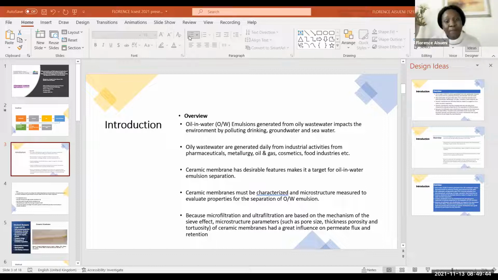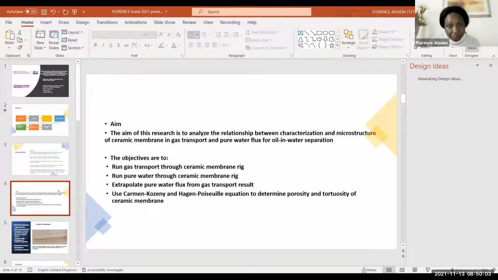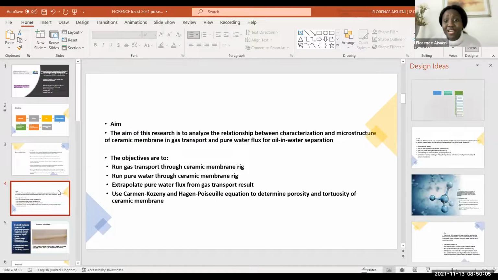These ceramic membranes are to be characterized, and the microstructure of the ceramic membrane is to be measured, because we feel that there's a relationship between the microstructure and the flux of water that can be separated using ceramic membranes. The aim of this work is to analyze the relationship between characterization and microstructure of ceramic membrane in gas transport and pure water.